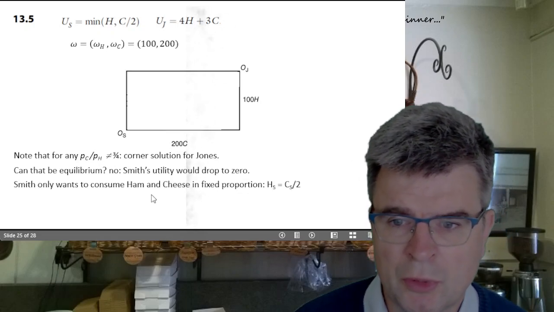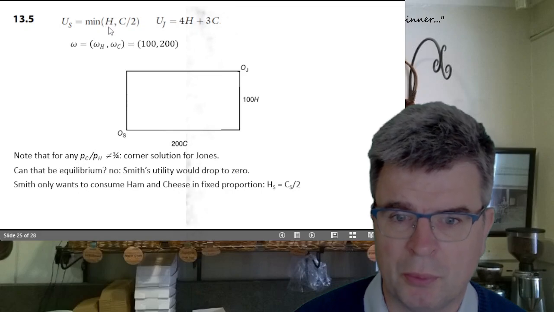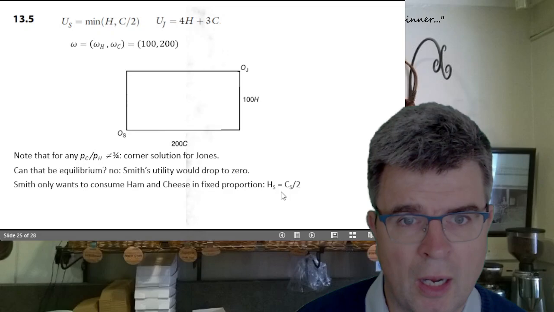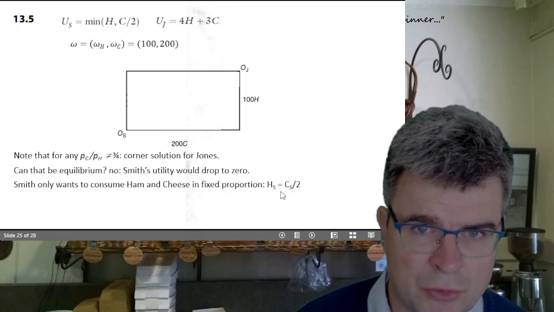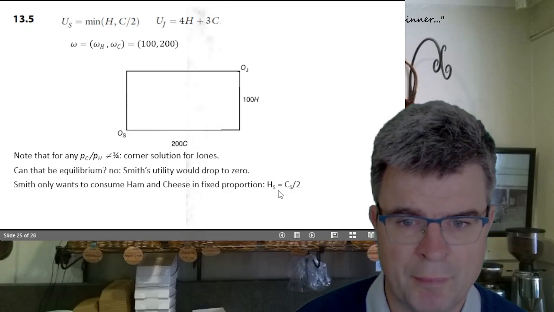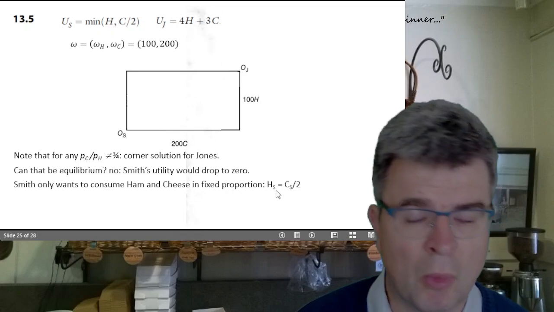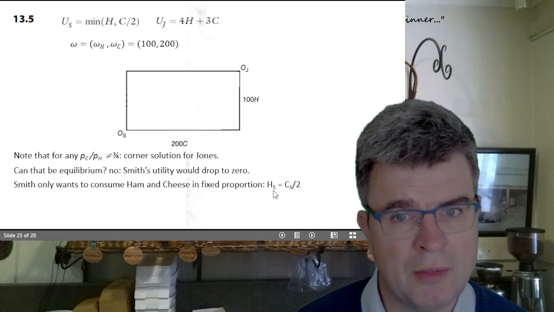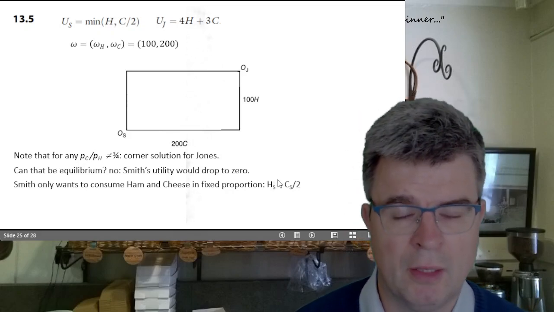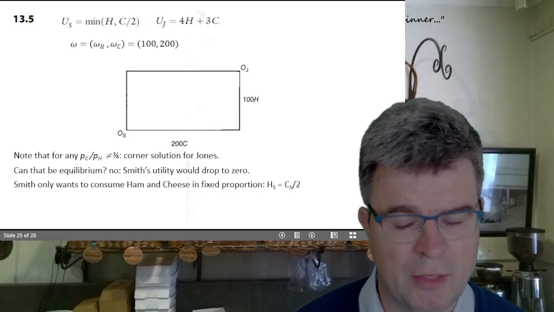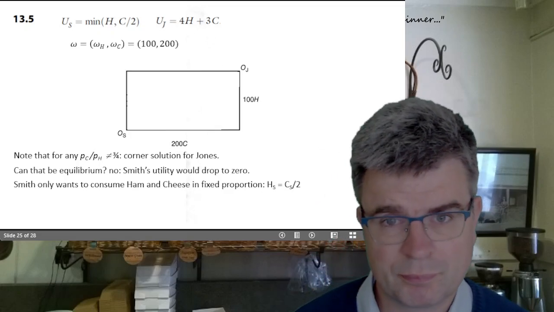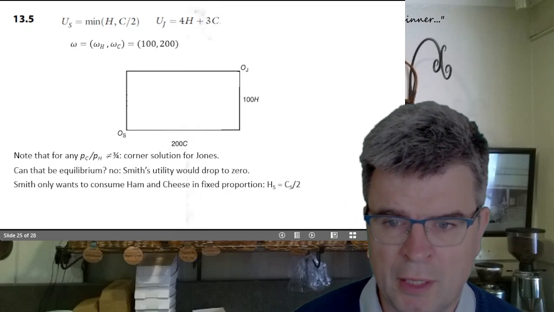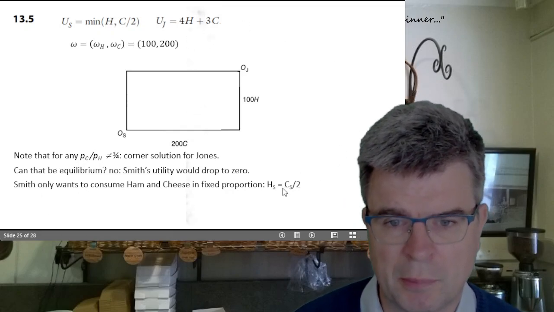And Smith only wants to consume ham and cheese in a fixed proportion. So he wants to consume half of the slices of ham as he consumes slices of cheese. And if you give Smith more ham, then it has no use to him because it doesn't increase his utility. So we can make Jones better off by giving the surplus ham to him. It doesn't decrease Smith's utility, so in any equilibrium he will consume them in this fixed proportion.